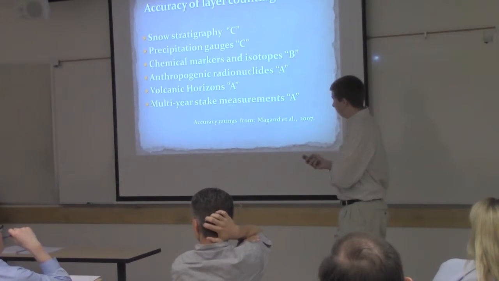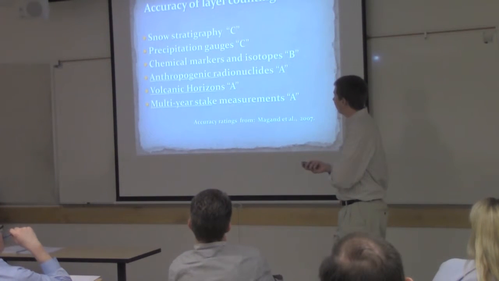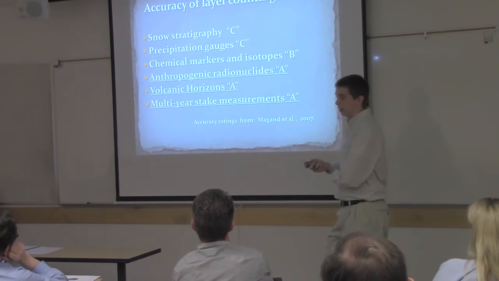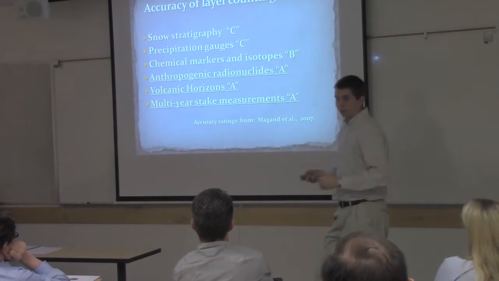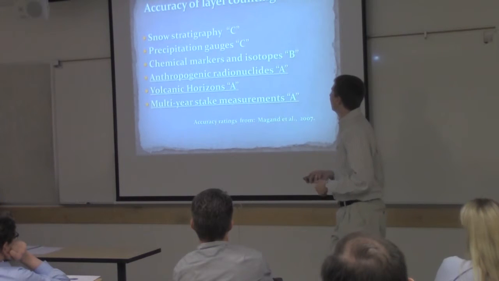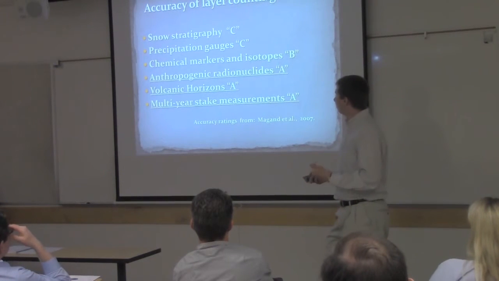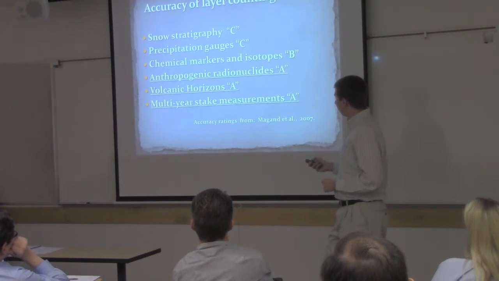And then finally, the methods that we used to create the database were these A grade, meaning that they are accurate and reliable. And they consist mostly of anthropogenic radionucleotides, which is simply nuclear bomb debris, volcanic horizons, and multi-year stake measurements. And we don't have time to talk about all of these, but let me talk about these A grade data.